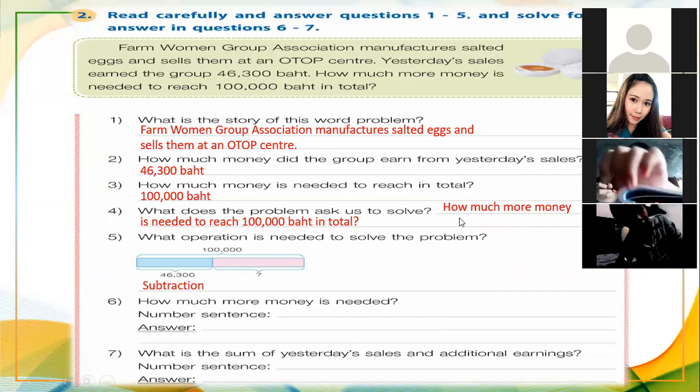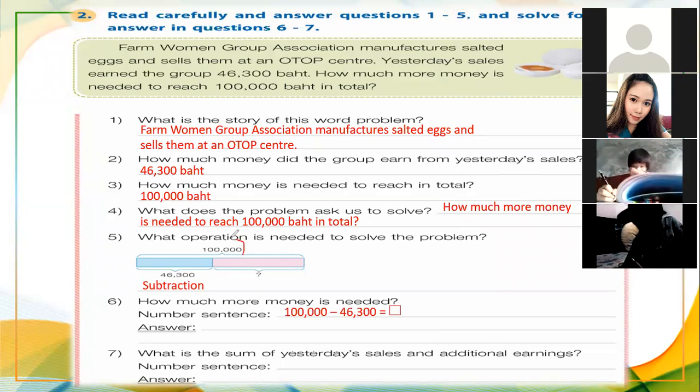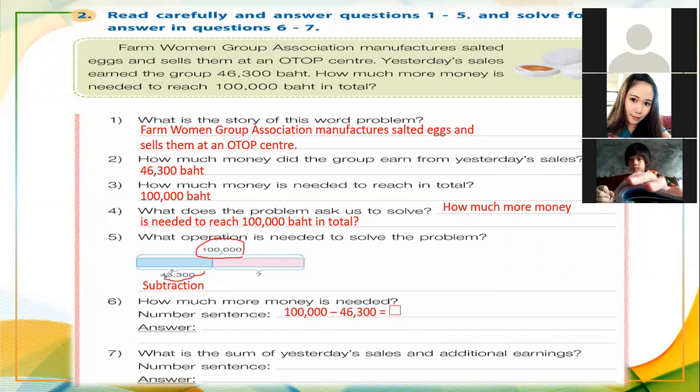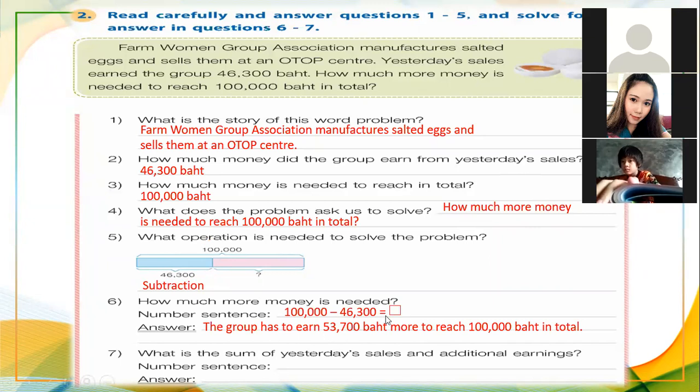Okay, here you can see. They need 100,000, and they had sales yesterday of 46,300. So we're going to subtract 46,300 from 100,000, and then we will have the answer. If we subtract 46,300 from 100,000, the group has to earn 53,700 more to reach 100,000 baht in total.